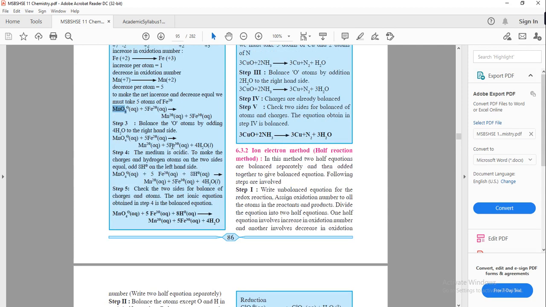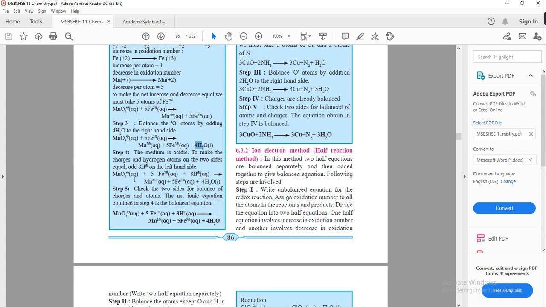Step 4: it is given that the medium is acidic. So what do we have to do? We have to add H plus ions. We have to balance the hydrogen atoms now. We have already balanced oxygen, 4 oxygen on each side. Now on the right hand side there are 8 hydrogen atoms. So we add H plus to balance the hydrogen atoms, because the medium is acidic. Where do we add the H plus? On the left hand side.